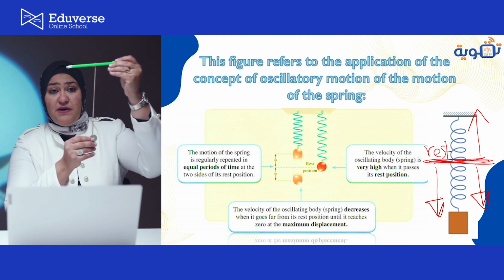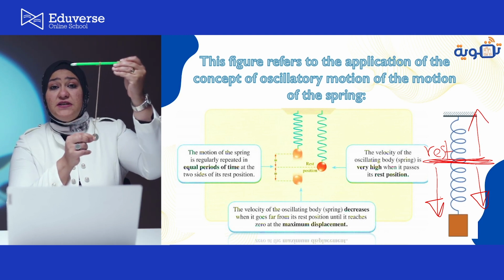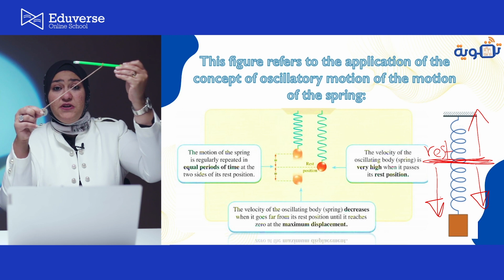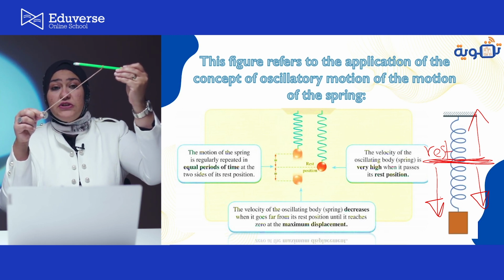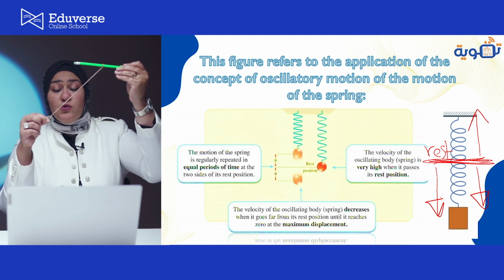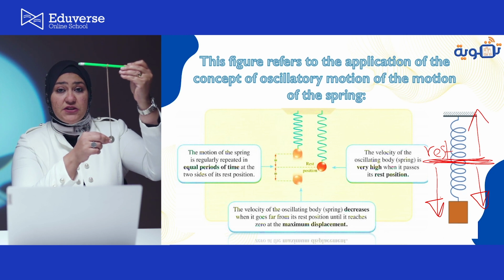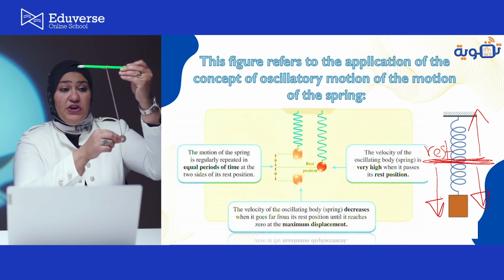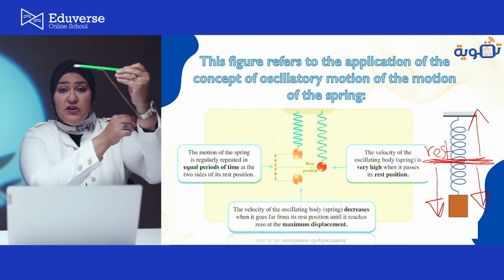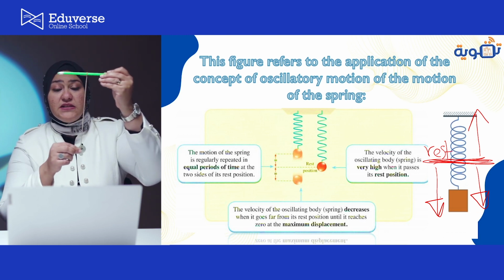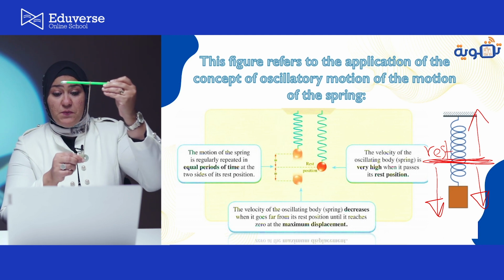Look at this pendulum. This represents the rest point. So this pendulum moves to the right. The speed here decreases gradually until it reaches zero. And when it passes the rest point again, the velocity increases. And also when it moves left, the velocity decreases, and it increases again when it passes the rest point.